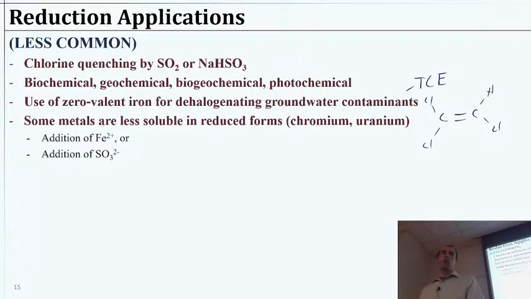Groundwater is a little more common because at the surface, things are just going to be exposed to so much oxygen that you'll have a more oxidizing environment. It's maybe harder to make use of a reduction process. Okay. Sometimes metals are less soluble in a reduced form, so maybe we want to do that on purpose.